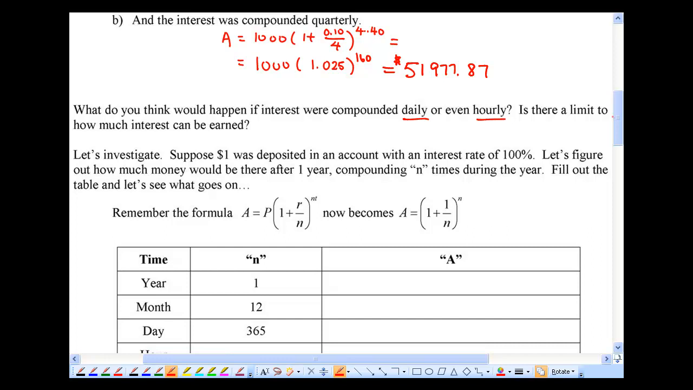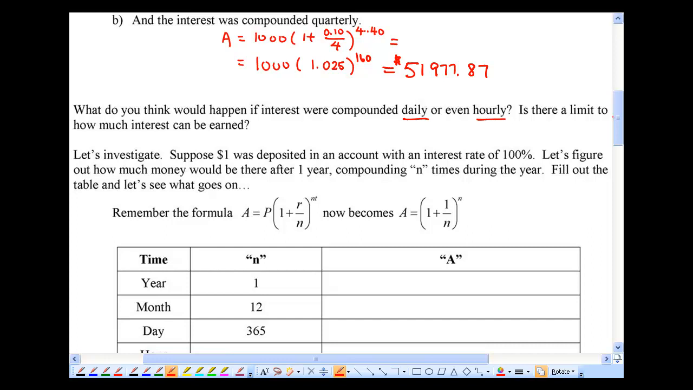Instead of using $1,000, because the number is really big, I'm going to use $1. So suppose $1 was deposited in an account. And I guess the maximum interest you can get would be doubling. So let's say the interest rate is 100%. You will double your money. Add the 100% to your original 100%, that's 200%. That's double.